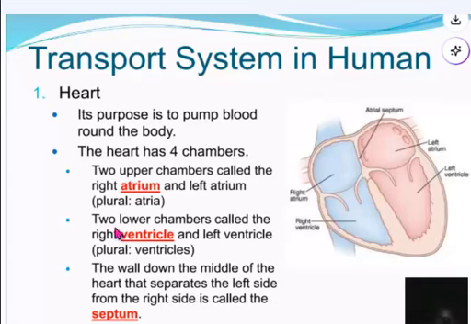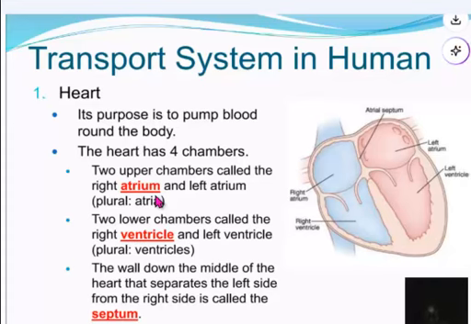The two upper chambers are called the right atrium and the left atrium. This is the left atrium and this is the right atrium, at this upper side. Then two lower chambers called the right ventricle and the left ventricle, plural ventricles. That's the plural name, and the plural name for atrium is atria.